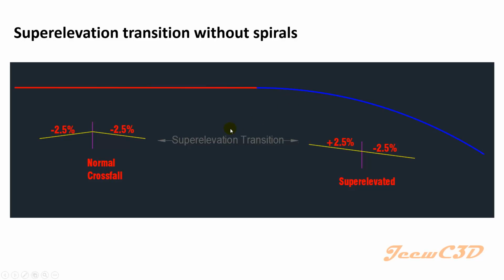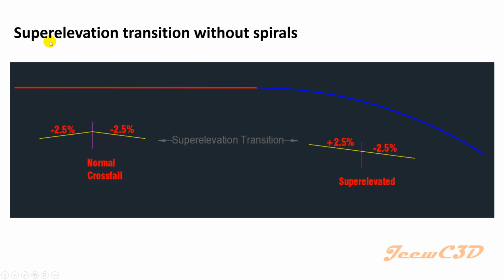We call it superelevation transition. This superelevation transition from -2.5 to +2.5 occurs along some distance. We call it the superelevation transition distance, or otherwise the superelevation development length.